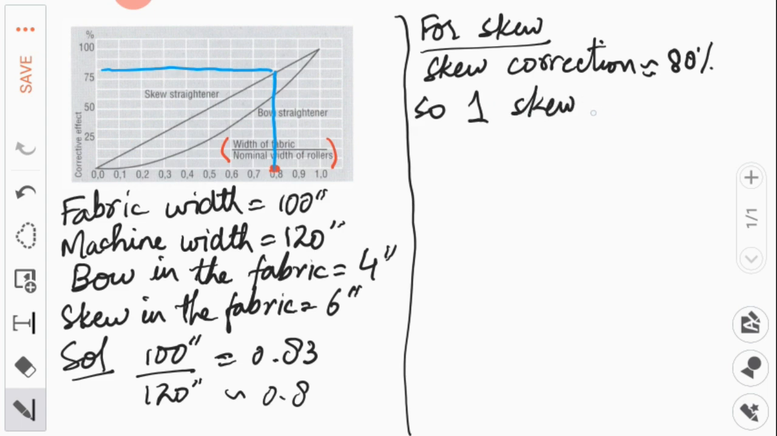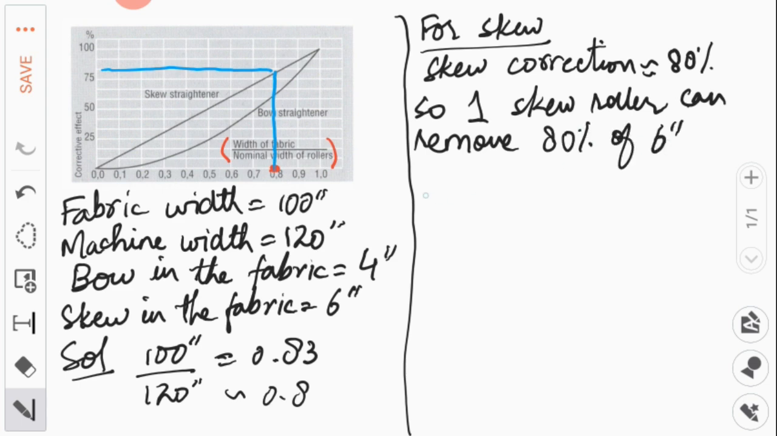So for one skew roller, if let's say there is only one skew roller in the straightener, then it can remove 80% of the incoming skew. So 80% of 6 inches. 80% of 6 is 4.8 inches. So one skew roller will be able to remove 4.8 inches of skew from the fabric. Now, normally we do not use a single skew roller as you have seen before. So we divide the total distortion among multiple rollers so that we don't have to tilt the frame too much.